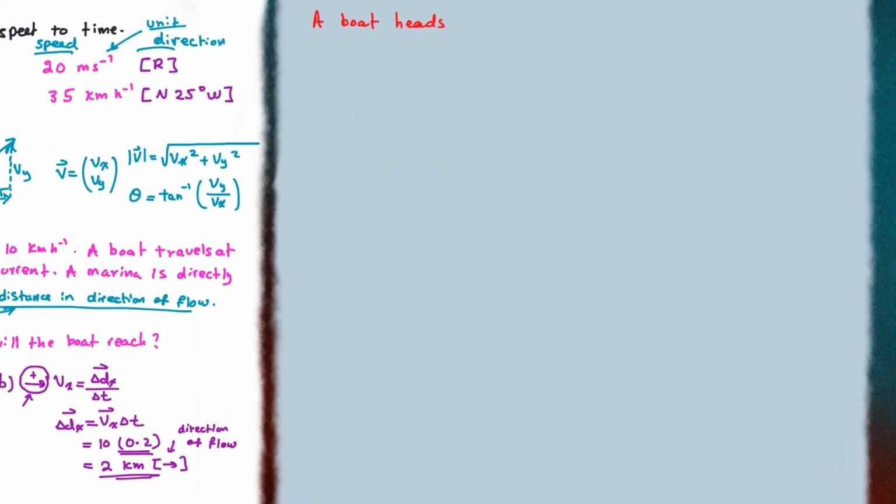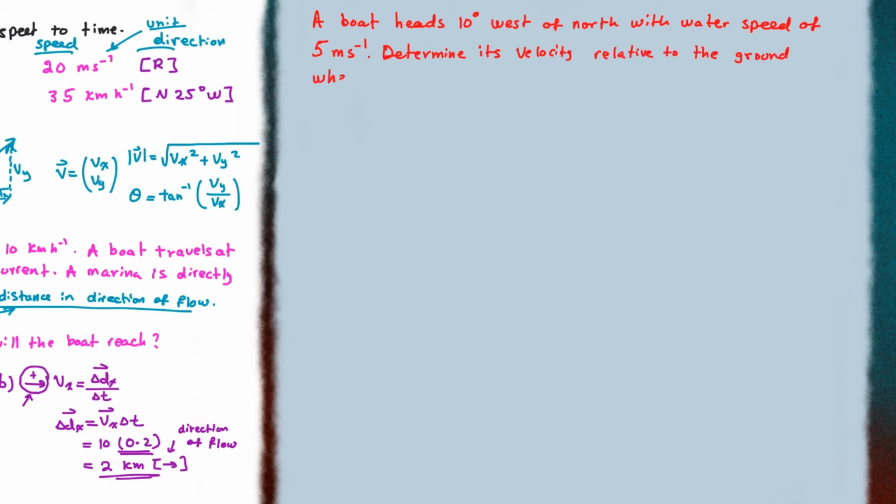Okay, in our example, we've got a boat that heads 10 degrees west of north with a water speed of 5 meters per second. Determine its velocity relative to the ground when there is a 3 meters per second current from 50 degrees east of north. Let's start drawing this out.